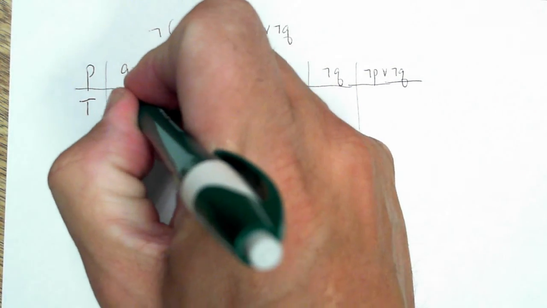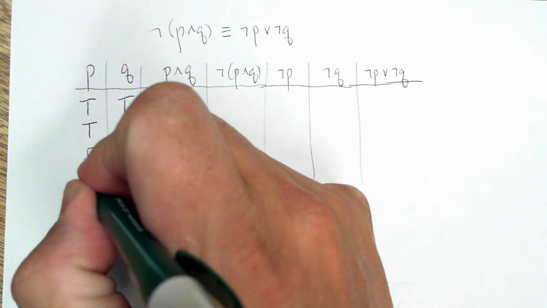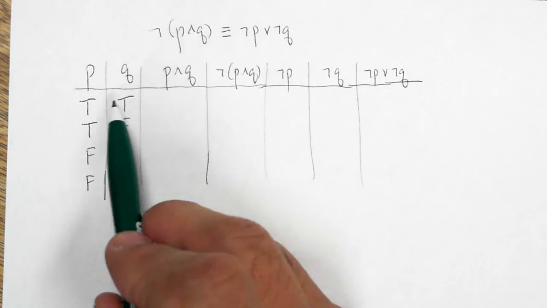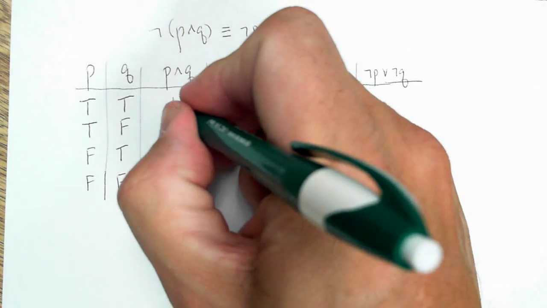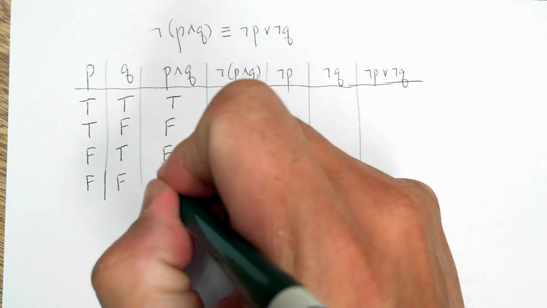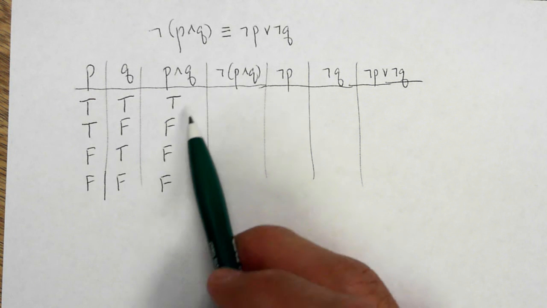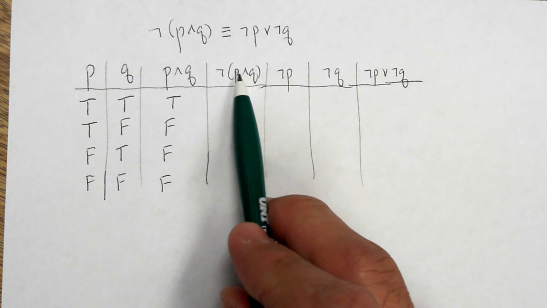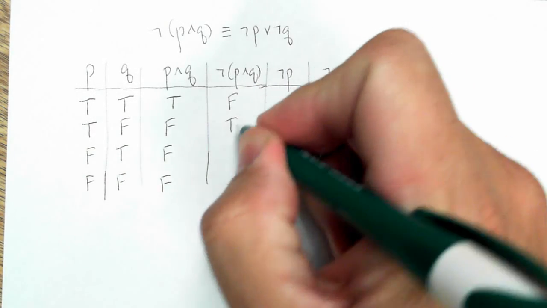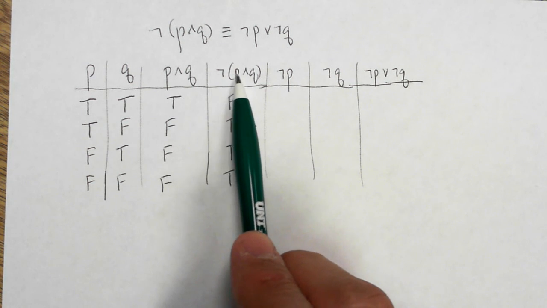So the four possibilities for P and Q: true, true, true, false, false, true, and false, false. Those are the possibilities for P and Q. P and Q is true if both P and Q are true, and otherwise, if either one is false or both are false, then the conjunction is false. Next, to get the negation of P and Q, we'll take the negation of this column. So I have false, true, true, true. And so that will be the truth table for the negation of P and Q.